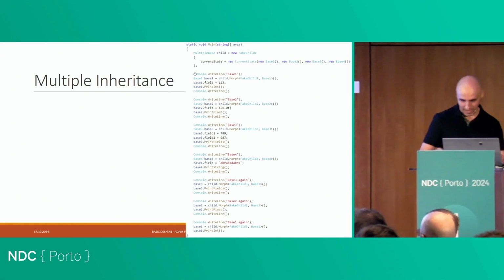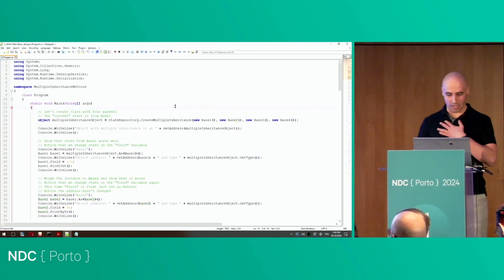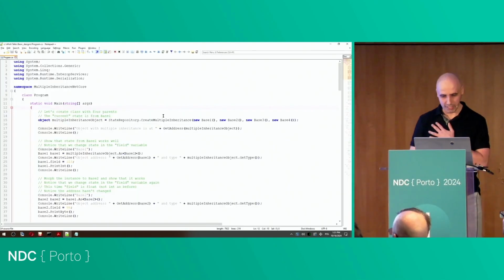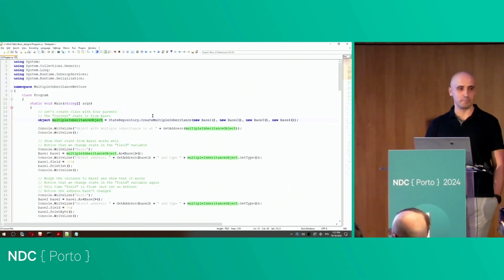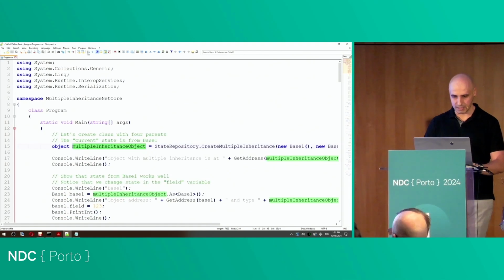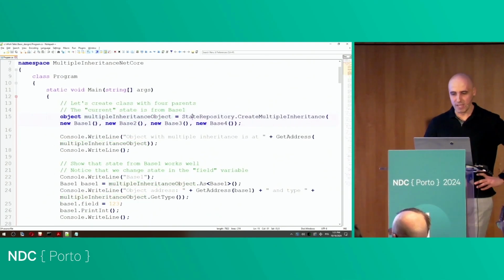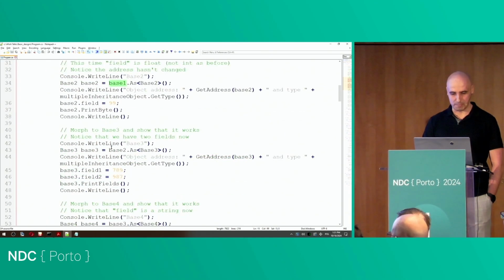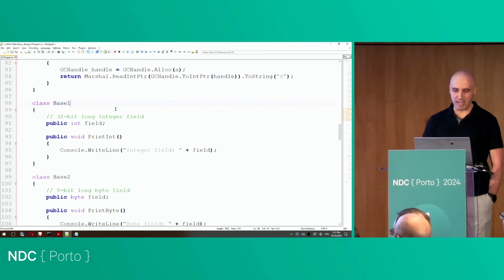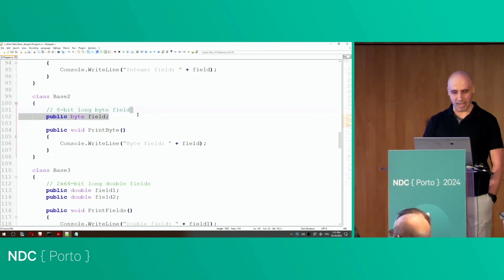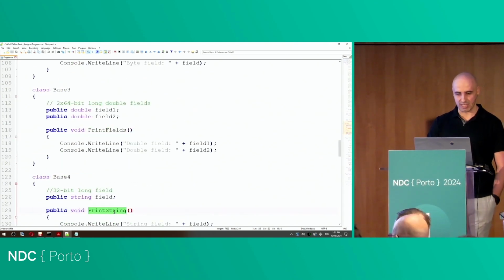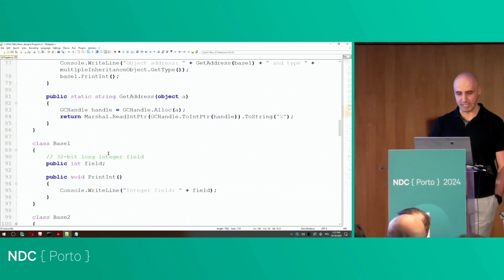Or do we? Let me show you a little bit of code that is doing some, let's call it, black magic. We create an object, a multiple inheritance object. Let's make it a little bit bigger for you to see. We basically create a multiple inheritance instance that inherits from all those base classes, right? What are those base classes? If we scroll down, we have a base class with an integer field, with a byte field, with doubles, with a string, whatever. And they all have different methods like print string, print fields, print byte, print int.